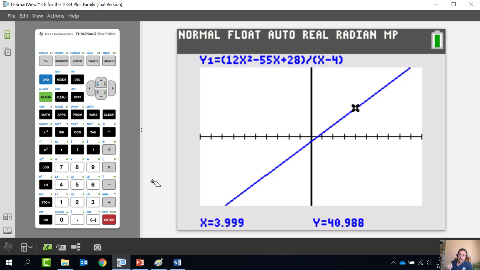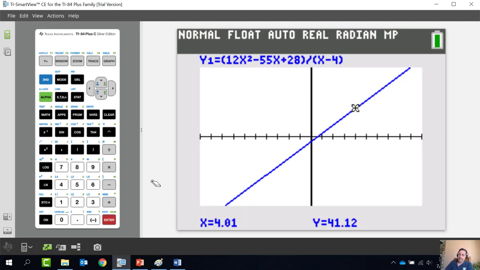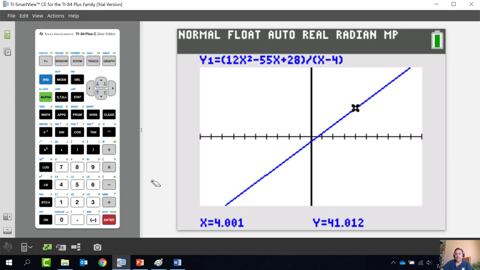If we come up on the other side, 5, then we're at 53, 4.1, we're at 42.2, 4.01, 41.12, 4.001, we're at 41.012. It appears as if we're approaching 41, right? Now, so that was kind of hard to see from the graph. But once we started doing the trace and plugging in values, it appears as if we're getting closer to 41. Can we do this analytically, right? And why does this look like a line?